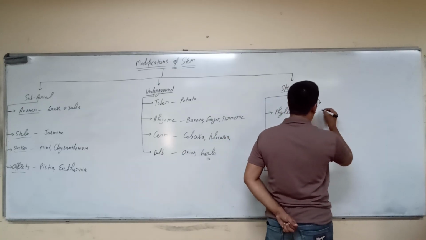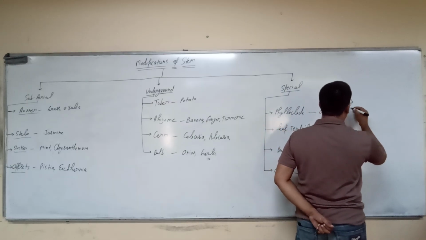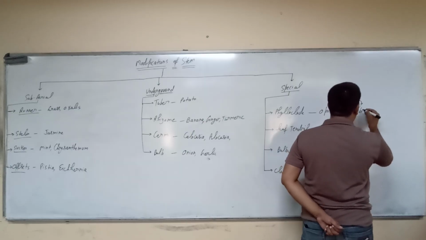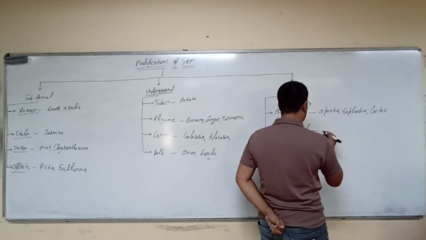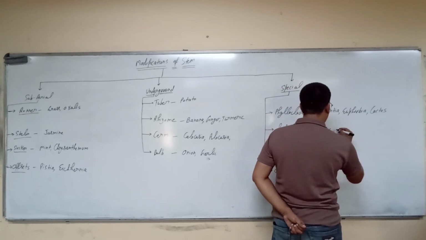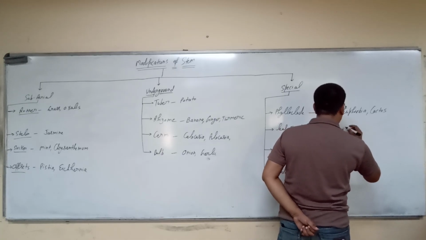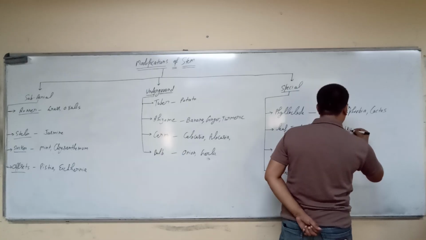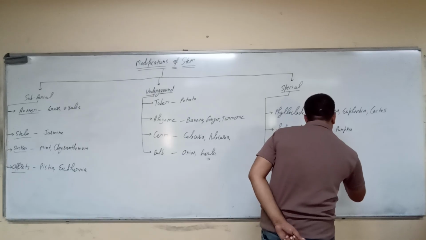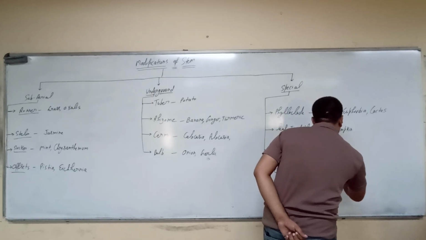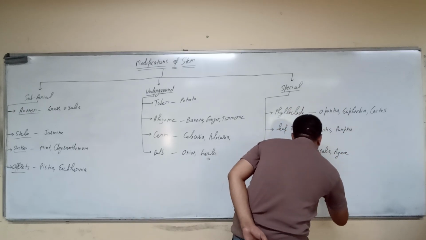Phylloclade: opuntia, euphorbia, cactus. Leaf tendril: vitis, pumpkin. Bulbil: oxalis. Again, cladode: asparagus.